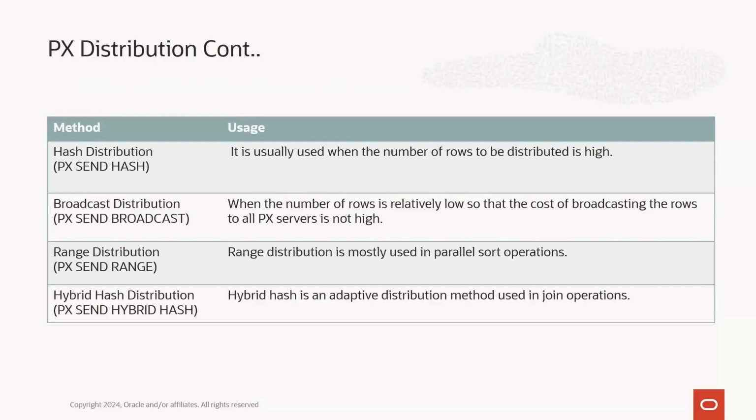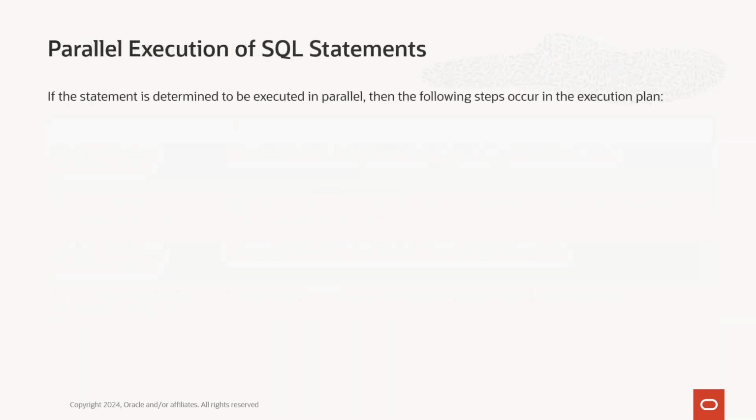Range distribution, you can see it as PX send range. It is mostly used in parallel sort operations. Hybrid hash distribution, you can see it as PX send hybrid hash. This is an adaptive distribution method used in join operations. How the joins will be called internally is purely decided by the optimizer, based on the complexity of the query, the joins, or whatever operations and conditions are used in the query.